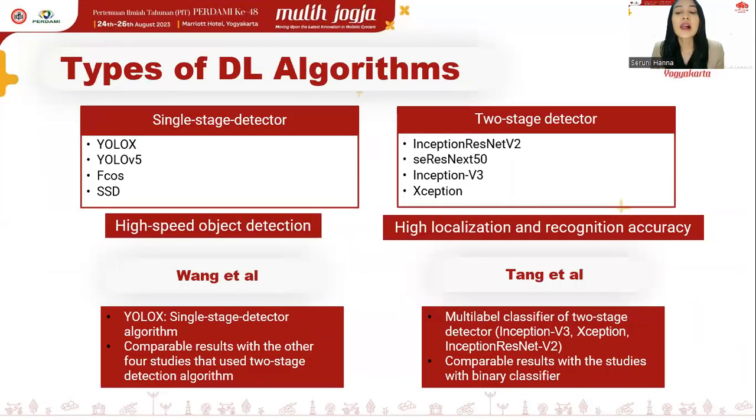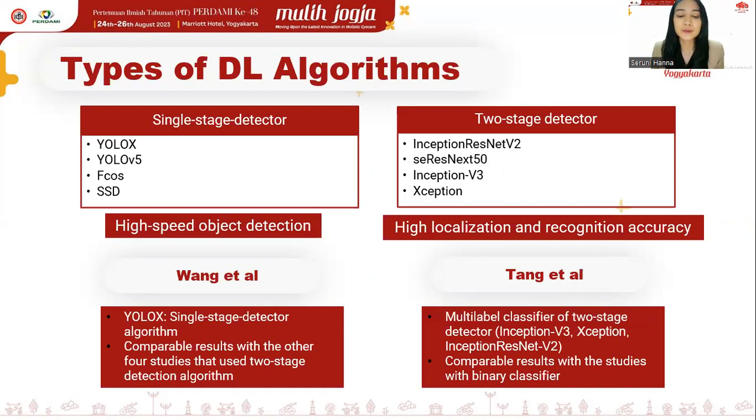There are 2 types of DL algorithms to detect RD that were used in the studies, single-stage and 2-stage detectors. The difference between the methods is that 1-stage detectors have high-speed object detection, while 2-stage detectors have high localization and recognition accuracy. Wang et al. tested a single-stage detection algorithm named YOLOX. In the study, the YOLOX model showed comparable results of diagnostic accuracy to the other 4 studies that used a 2-stage detection algorithm. Tang et al. used a multi-label classifier of 2-stage detector CNNs of 3 2-stage detectors, with comparable results to the studies that used binary classifiers.